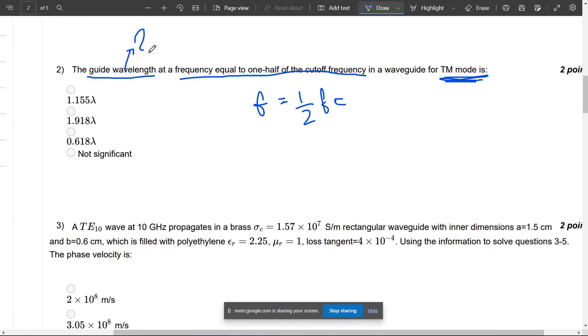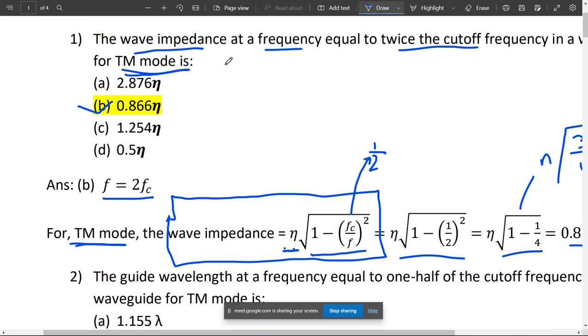Can someone from you tell me how to solve this question? Madam, guide wavelength means I know lambda g only. We need to find out lambda g. Okay. But guide wavelength is asked to us.